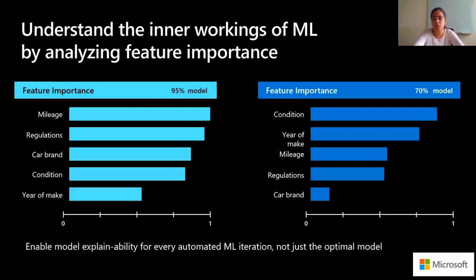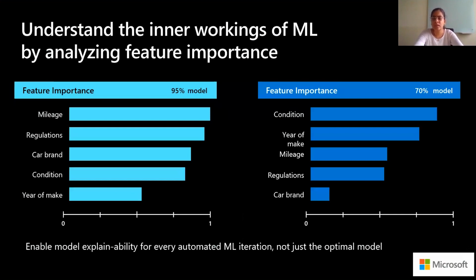So feature importance is going to be really useful for us to determine which model to go with. As you can see here, it shows that the 95% model has taken mileage as the utmost importance for it to calculate the score. And the next best model, which is the 70% model, has taken condition as the important feature. So based on our particular use case, we might want to use a different model.